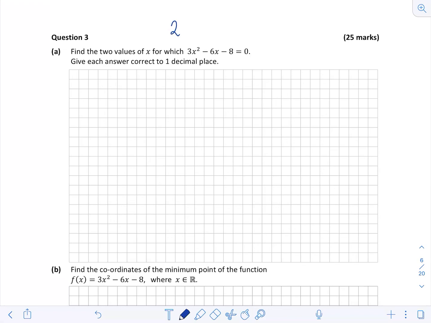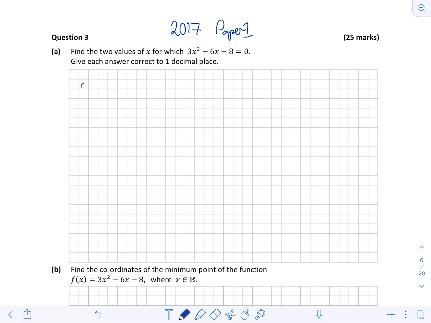Question 3, 2017, paper 1. To start out, we have this: find the two values of x for which this quadratic equation is equal to 0. Give each answer correct to one decimal place. So that's a straightforward quadratic equation question. That's a really nice question there.